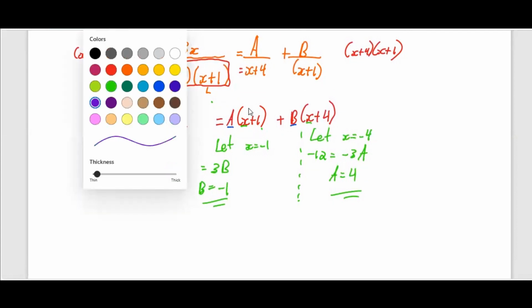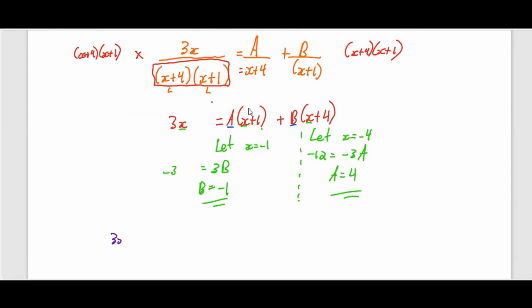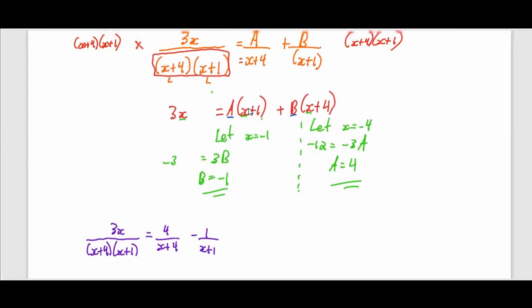So you'll have 3x. I like to write it so it will be x plus 4, x plus 1, fully factorized. And that will equal A, which is 4, over x plus 4. And then B will be -1 over x plus 1. And that is the step.